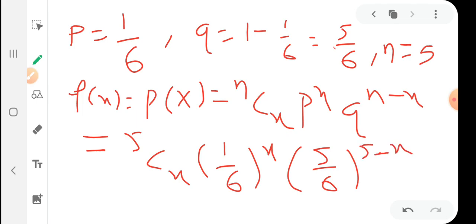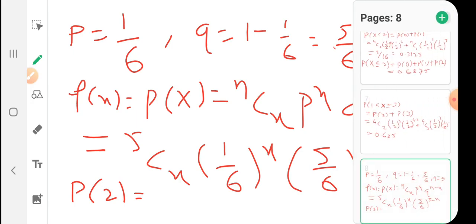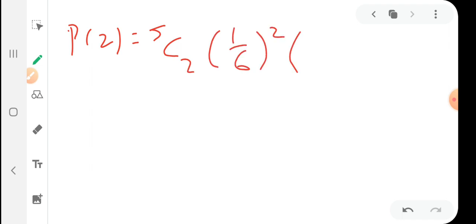Now we have to put the values of x and start the calculation. We just have to do the calculation. First one is twice, means P of 2. So here x equal to 2. Put x equal to 2 and do your calculation. So what will you get there? P of 2 is equal to 5C2, 1 by 6 square into 5 by 6 raised to 5 minus 2.